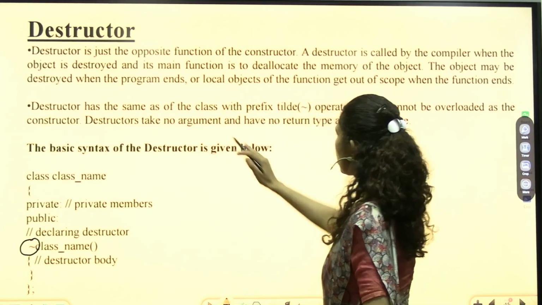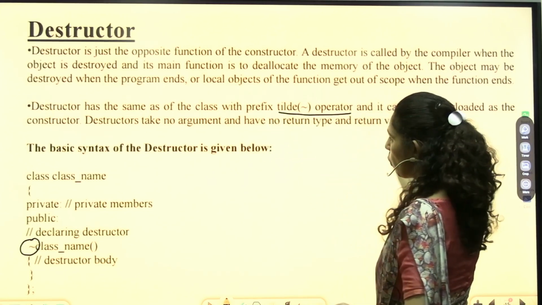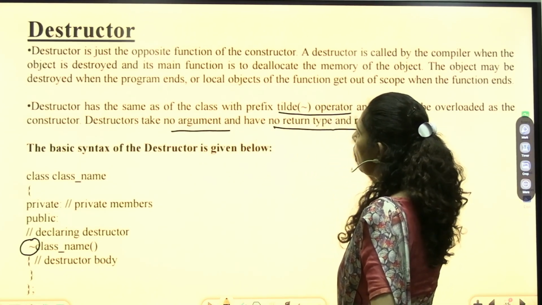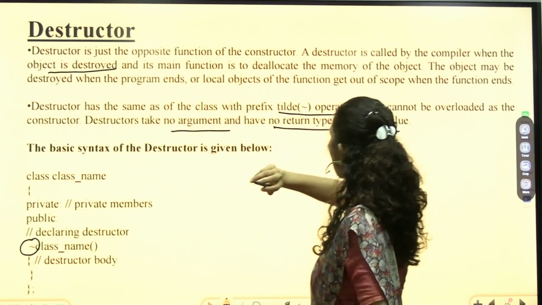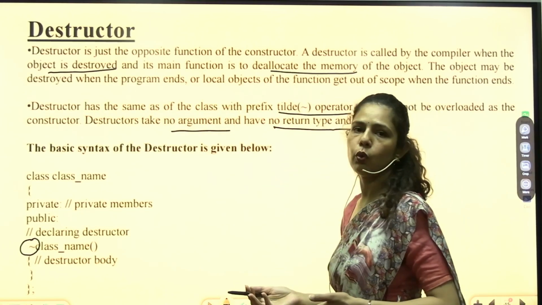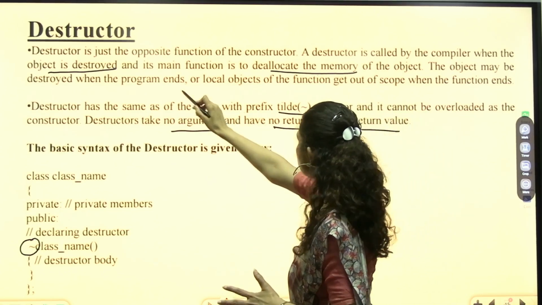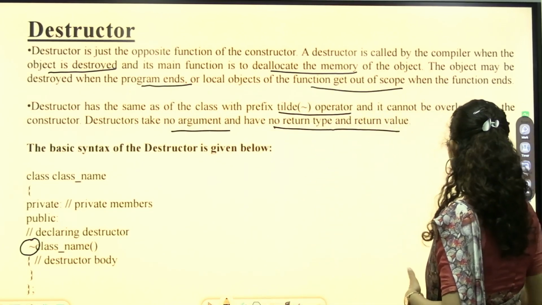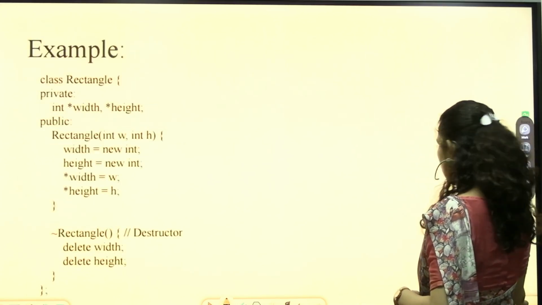Okay, so the destructor has the same name as the class with the tilde operator, and it cannot be overloaded. It has no arguments and it has no return type or return value. It is used whenever you want to destroy your object, to deallocate your memory. Once your destructor gets called, basically it gets called when the object goes out of scope, when your program ends, or when your function takes you out of scope. So this is how your destructor works.